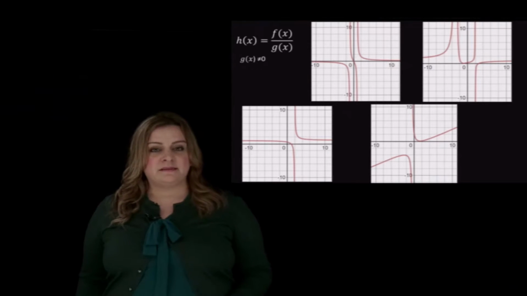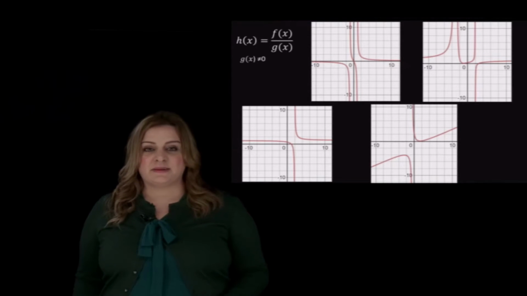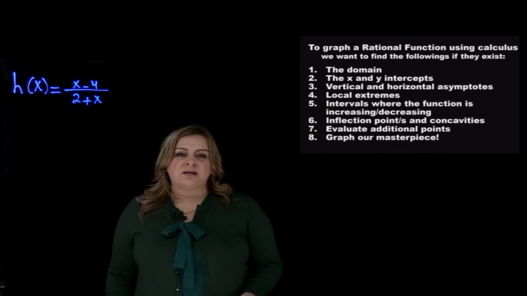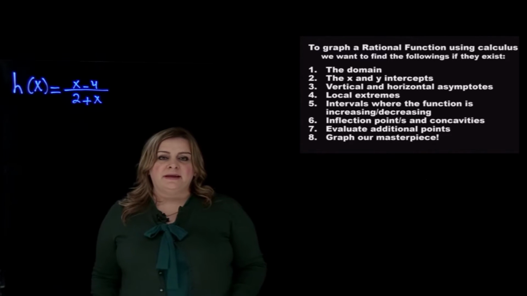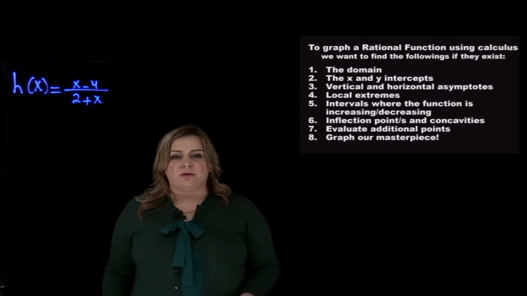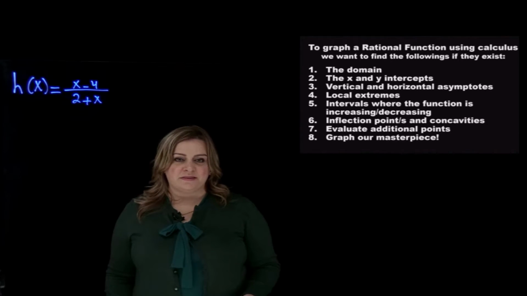Shown on our screen are a few examples of rational function graphs. Let's start with an example and graph our masterpiece. This is the rational function we would like to graph: h of x is equal to x minus 4 all over 2 plus x. To do so, we will compute the first 7 steps, collect the data, and graph our masterpiece.